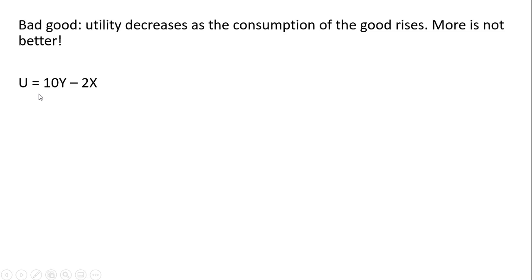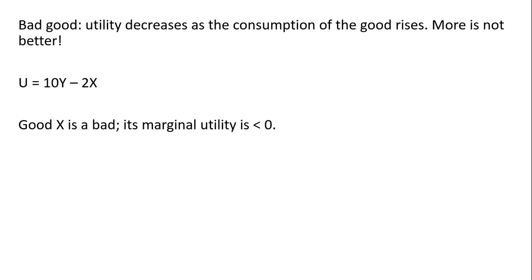So here's a utility function, 10y minus 2x, that'll allow us to analyze the idea of a bad good. In this case, good x is a bad. Its marginal utility is negative, it's less than 0. In fact, it is minus 2. So just the coefficient in front of the x term here, minus 2, represents the marginal utility of good x.